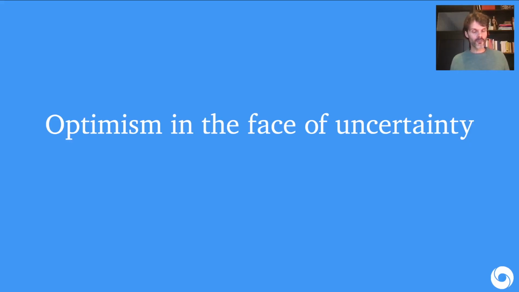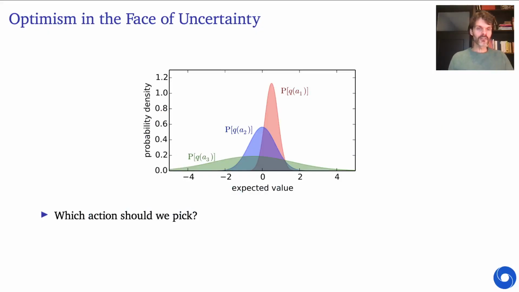But the idea is quite intuitive, where whenever we're uncertain about the value of an action, we want to be optimistic about how good it could be. And then we want to basically pick it more often if we're more uncertain about its value. So we want to be optimistic that it could be good. And let's make that concrete with an example.